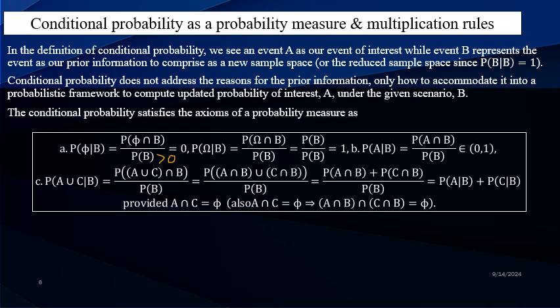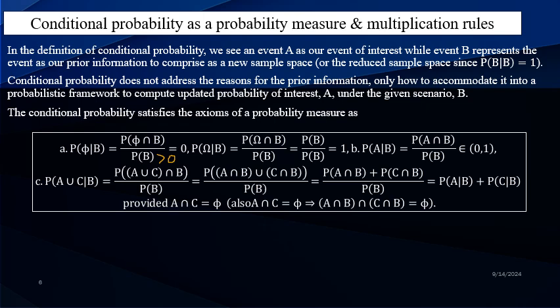So now you talk about the normalizing condition. What is the probability of the sample space given B? So what would that be? As per the definition of conditional probability, it would be probability of omega intersection B divided by probability of B. What is omega intersection B? It is B, because B is within omega. So it would be just probability of B divided by probability of B. And what is the value? 1. So this we call normalizing.